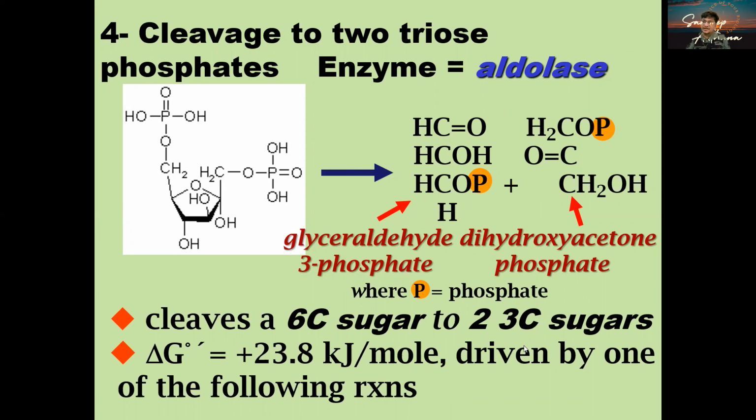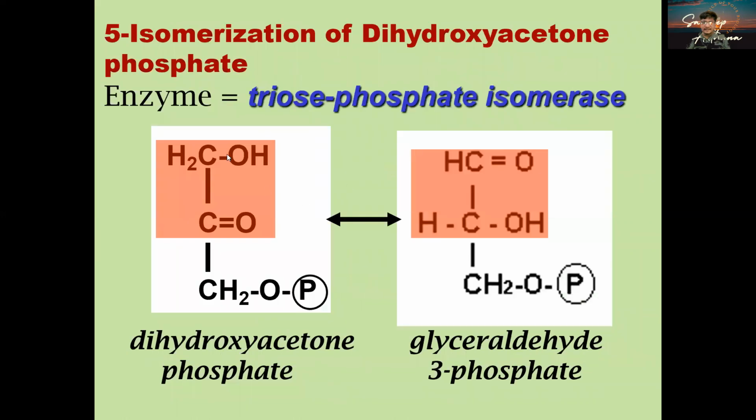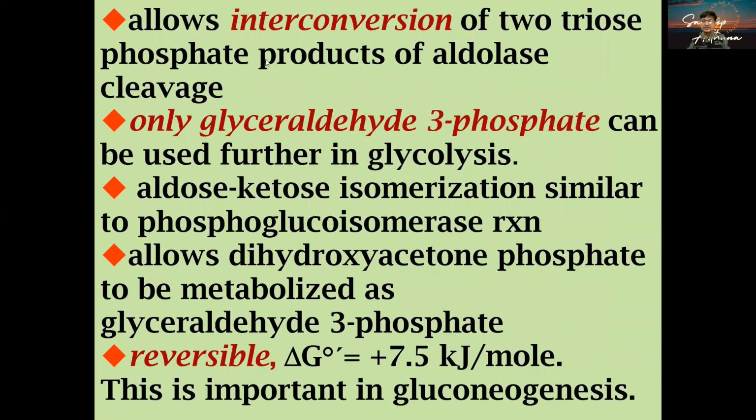So here the 3-carbon compound can be formed out of the 6-carbon sugar, and the delta G value is going to be positive. This is driven by the following reactions, and we have the triose phosphate isomerase, which can keep on converting the DHAP into the glyceraldehyde 3-phosphate. This enzyme is required for the interconversion of the product, whereas the glyceraldehyde 3-phosphate is required in good quantity, because this is the one which is going to be utilized further in this reaction.